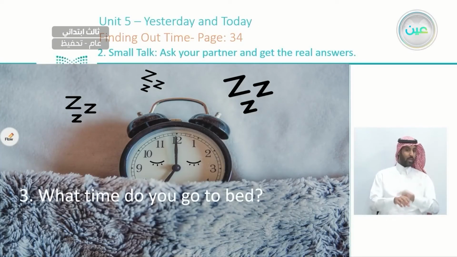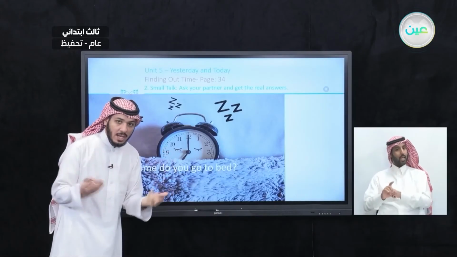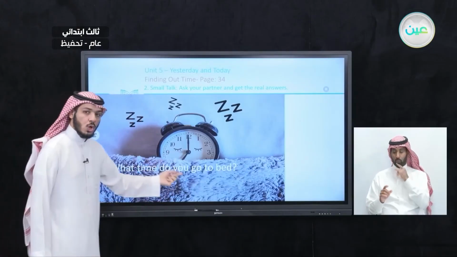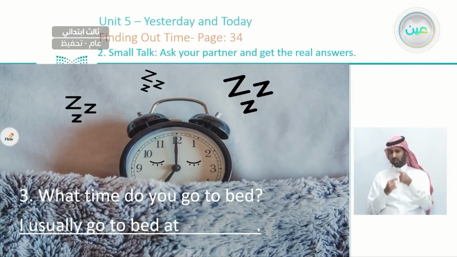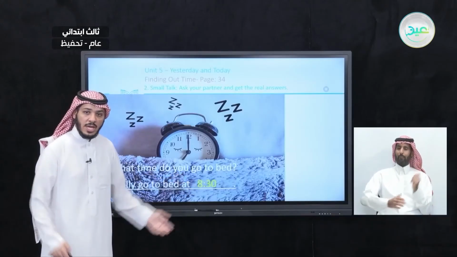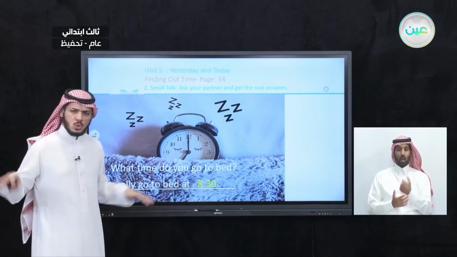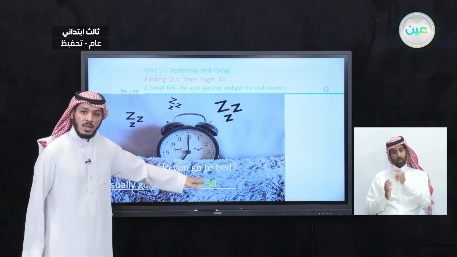What time do you go to bed? Go to bed. Okay, you go to sleep. What time do you go to bed? So you can say, I usually go to bed at, for example, 8:30, or for example 9 o'clock, 9:30. Okay, so I usually go to bed at 8:30.